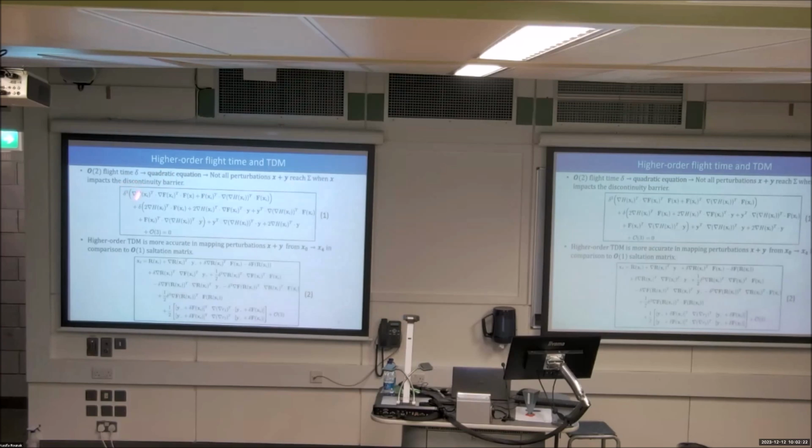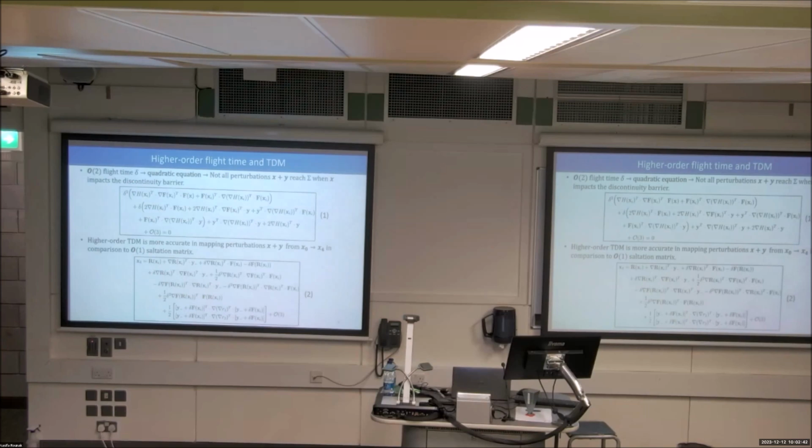So now we have the higher order flight time, which is a quadratic equation, and the mapping of the perturbed path x4 is given by this expression. And so these are basically the higher order transverse discontinuity mapping. Now there is one problem over here. The transverse discontinuity mapping is okay. It's all fine. It works well.